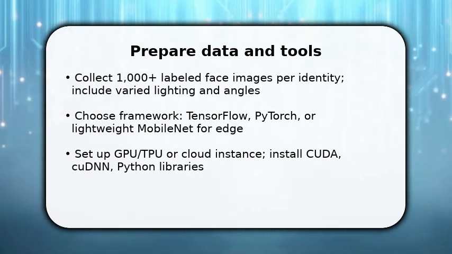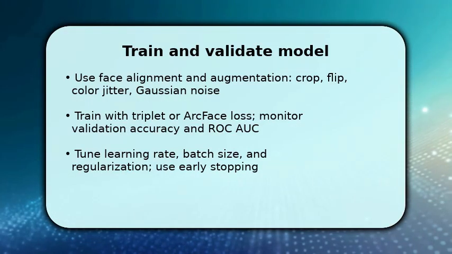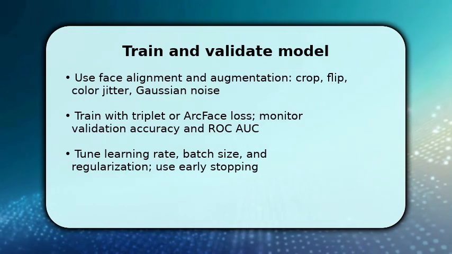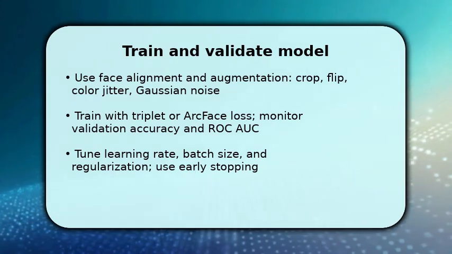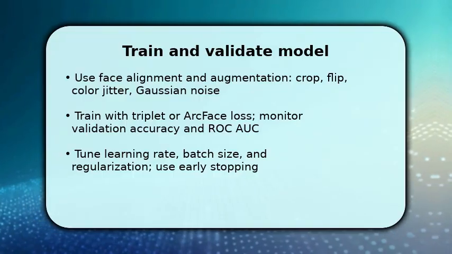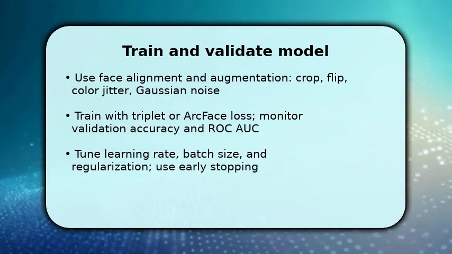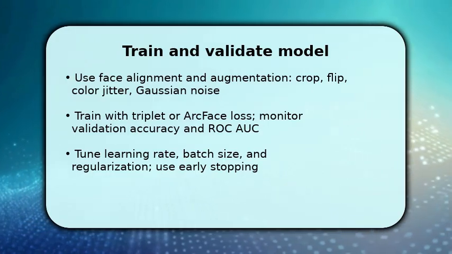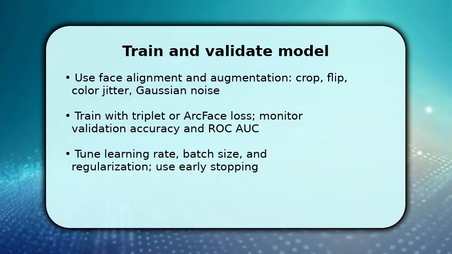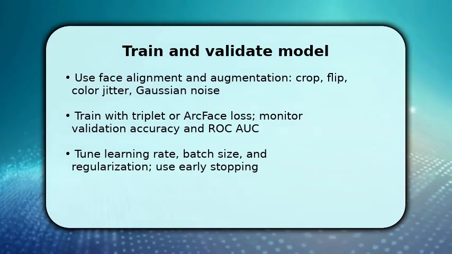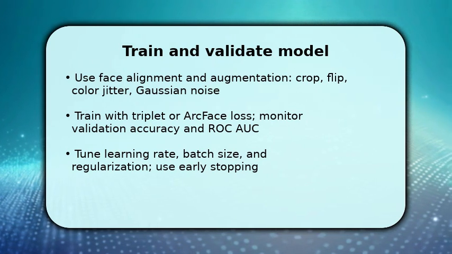You now move into the core training loop where alignment and augmentation matter. Align faces to eyes, crop consistently, and apply flips, color jitter, and noise to generalize. Then train with a discriminative loss like triplet or ArcFace so embeddings separate identities. Monitor validation accuracy and ROC AUC as checkpoints. Make sure to tune hyperparameters, learning rate schedules, batch size, weight decay, and employ early stopping to avoid overfitting.